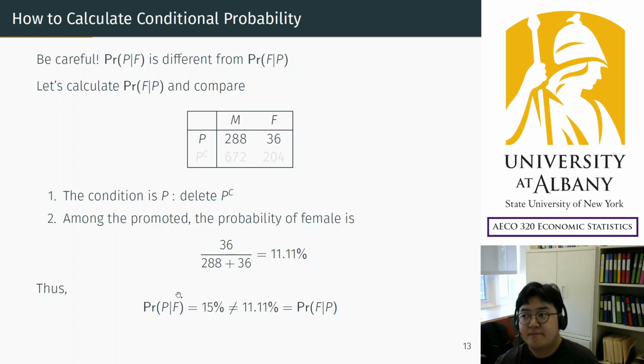So it's very confusing, but you should clearly understand the difference between them. And it's a good example to show the different roles of different events. What's the condition? What is the main event?